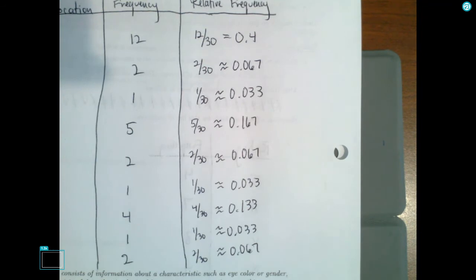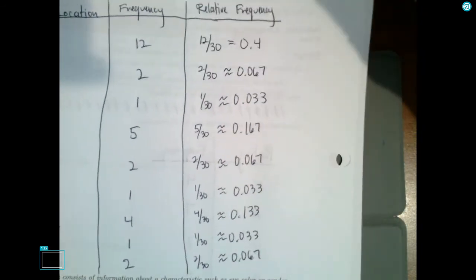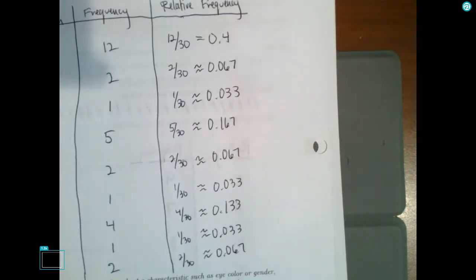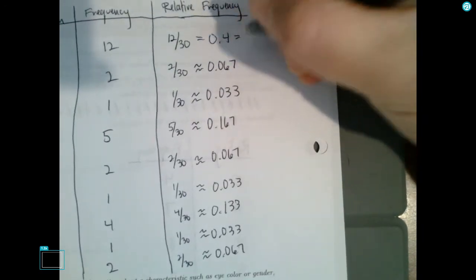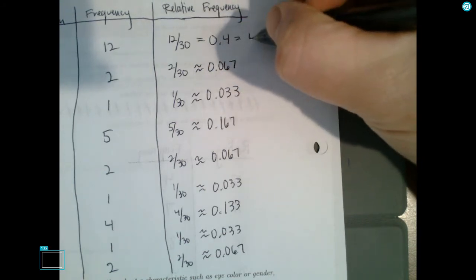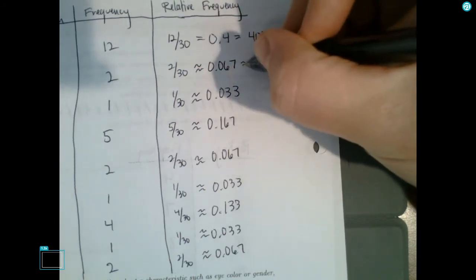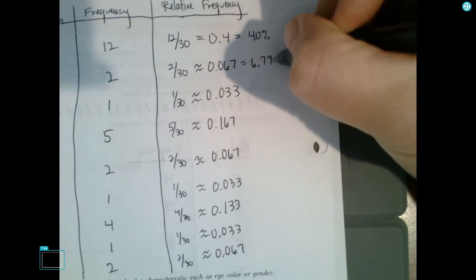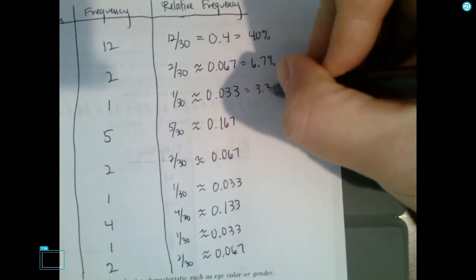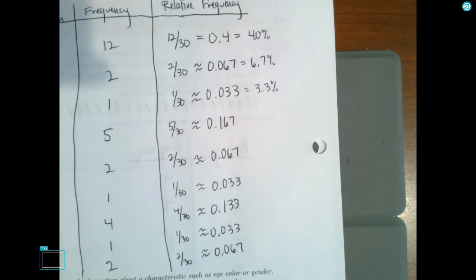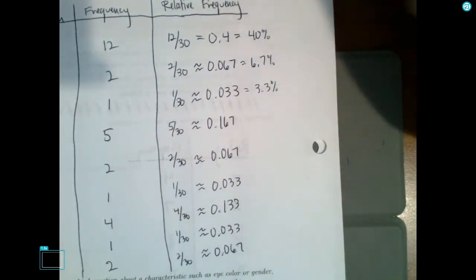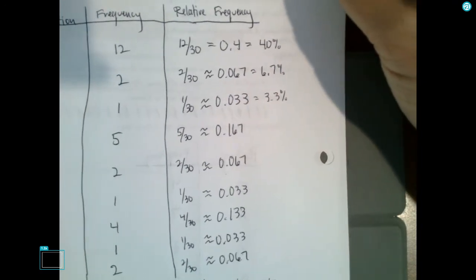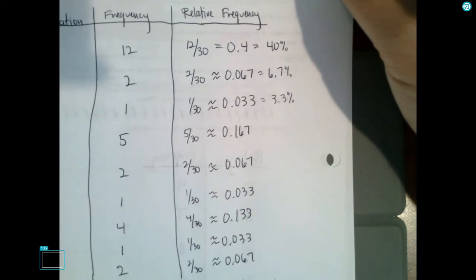Now, on the previous page, I said that the relative frequencies were either the proportion or the percentage. When you leave it as a decimal, that's the proportion. If you change it into a percentage, you have to move the decimal twice, right? So this would be 40%. This would be 6.7%. This would be 3.3%. You don't have to change them all to percentages, but I just wanted to point that out. If you leave them as decimals, that's the proportion. If you change it to percentages, that's the percentage, obviously. But in either case, we call that the relative frequency, right?